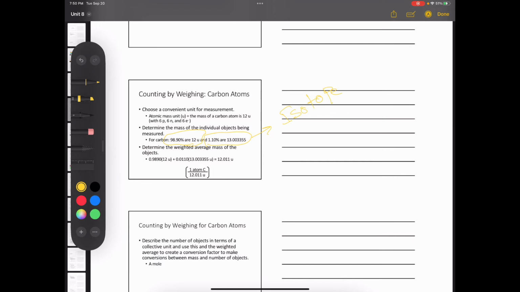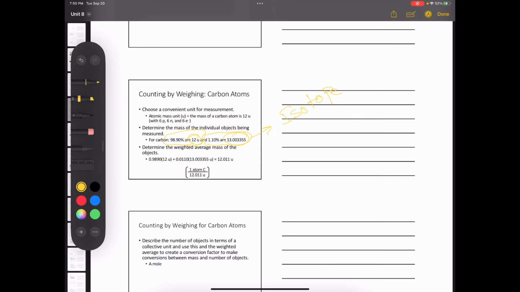Okay? So this is very similar to the nails example, right? When we grabbed those nails, we realized some of those nails had a different mass. Same idea here with the carbon. Most of the carbon has a 12 atomic mass unit. That is, 1.1% has a 13 atomic mass unit. So what we need to do is calculate the average mass for atomic carbon.